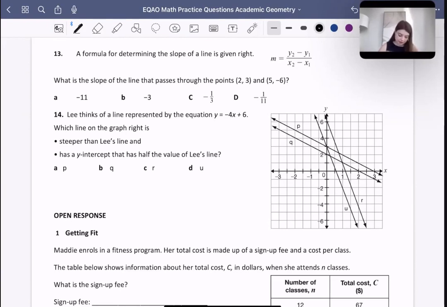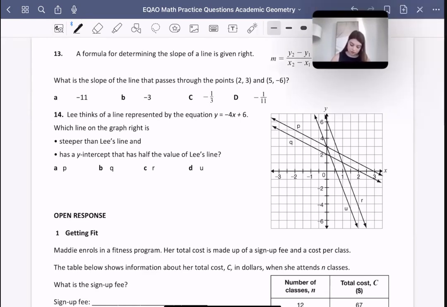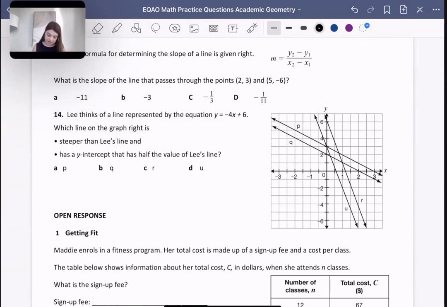Okay, a formula for determining the slope is given, right? m equals (y2 minus y1) over (x2 minus x1). What is the slope of the line that passes through the points (2, 3) and (5, negative 6)? Well, let's see. m is equal to y2 minus y1, so that's going to be negative 6 minus 3 over x2 minus x1, which is 5 minus 2. So that's going to be negative 9 over 3, which is negative 3. So therefore, our answer is B.